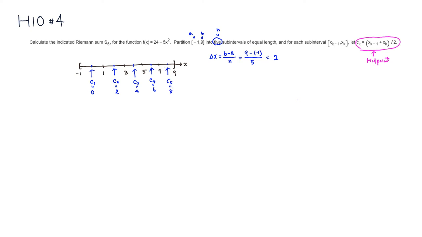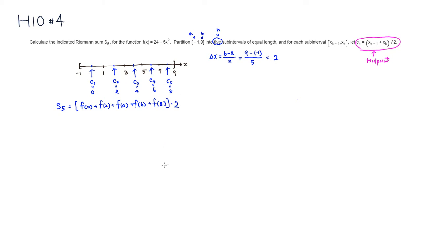So let's find S5. S5 is going to be simply f of C1, which is 0, plus f of C2, which is 2, and f of C3, which is 4, and f of C4, which is 6, and f of C5, which is 8, times delta x. Delta x in this case is 2. So let's compute that.